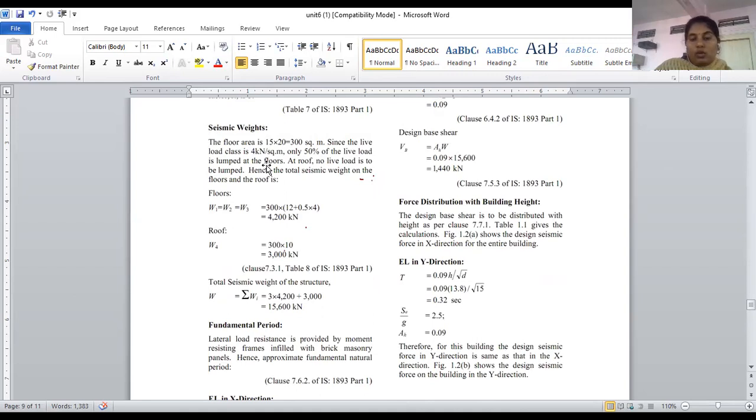Already we know the floor area, and we know the dead loads coming on each and every floor. The dead loads coming on each floor are different, and the dead load coming on the roof is also different. And the live load given for the different floors is different, and the dead load and live load given for the roof are also different. So we have to make the calculations differently for floors and for the roof.